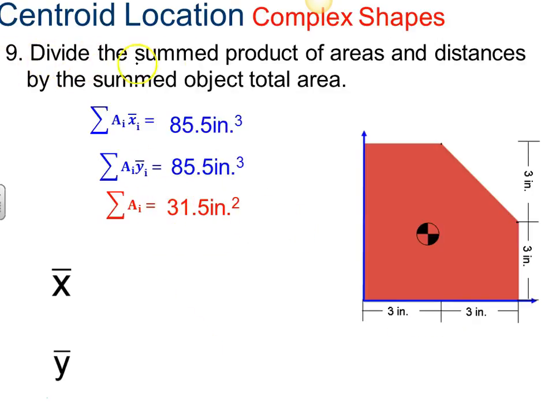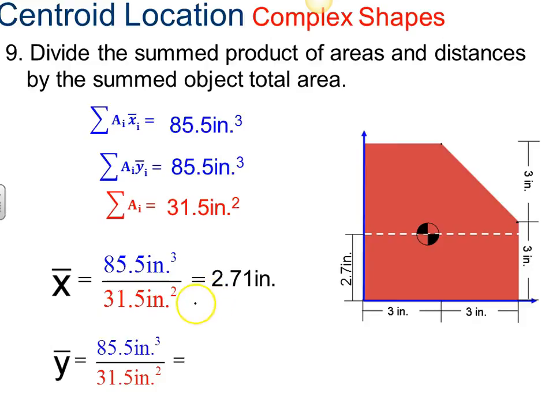And in step number 9, we divide the summed product of areas and distances by the summed object total area. Okay, so we've got 85.5 cubic inches in both this summation and this summation, and our total object area is 31.5 square inches. So for x we're going to take 85.5 cubic inches divided by 31.5 square inches, which is 2.71 inches. Then we do 85.5 cubic inches divided by 31.5 again, and again it's 2.71.